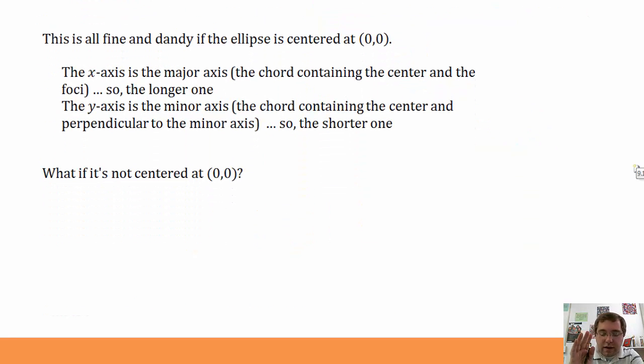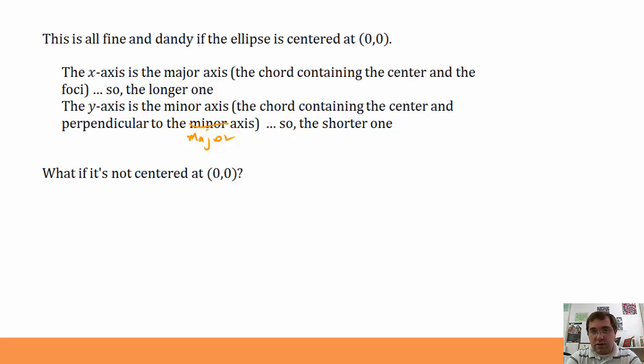So this is all fine and dandy if the ellipse happens to be centered at (0, 0). In that case, the x-axis is the major axis. It's the chord containing the center and the foci. So it's the longer axis. It's the major one. The y-axis is the minor axis, the chord containing the center that's perpendicular to the major axis. So it's the shorter one. The minor one is the shorter one.